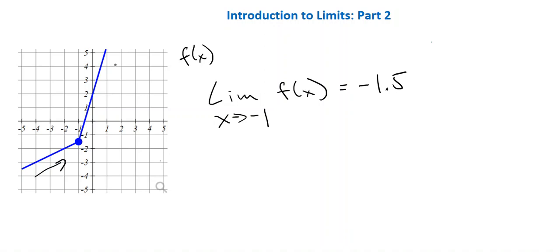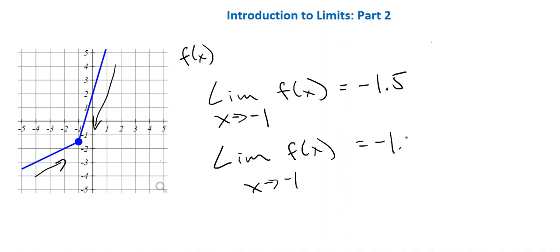And as we're coming from the right, we're also seeing that the limit of the function as x is approaching -1 is also -1.5. They're approaching the same value, which is this value right here. Now, it also happens to be true that the function value, f of -1, is also equal to -1.5. They are all exactly the same.